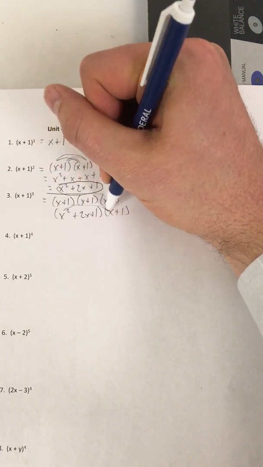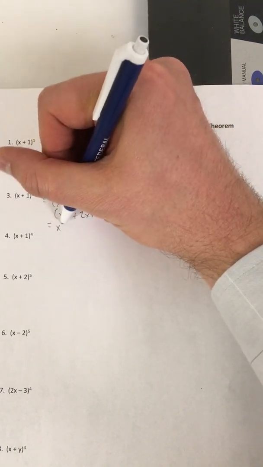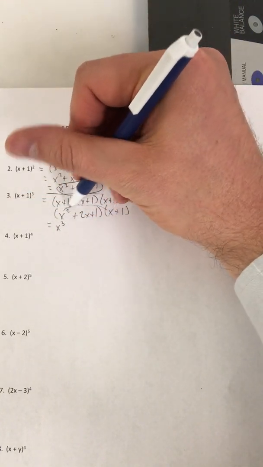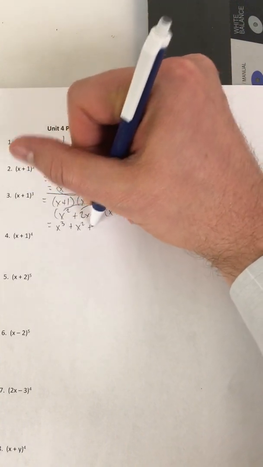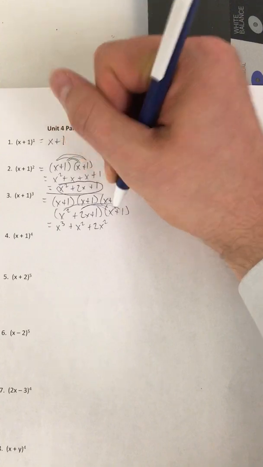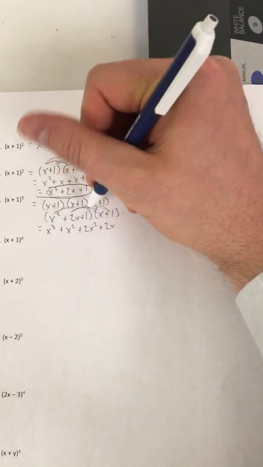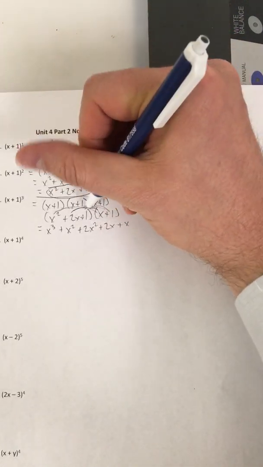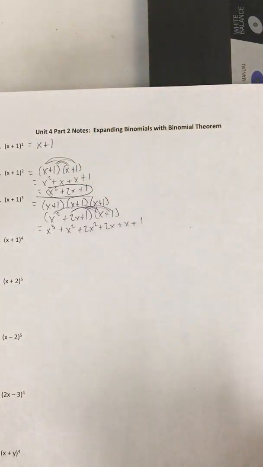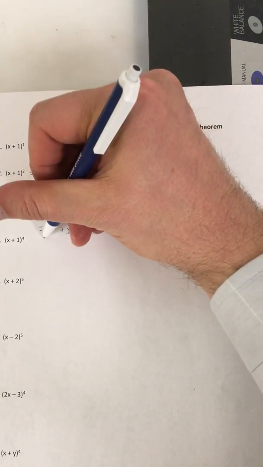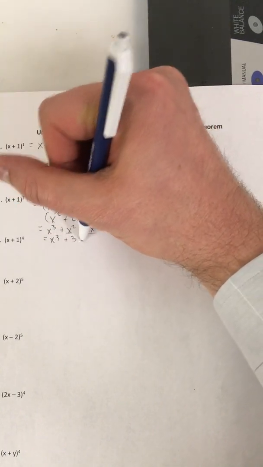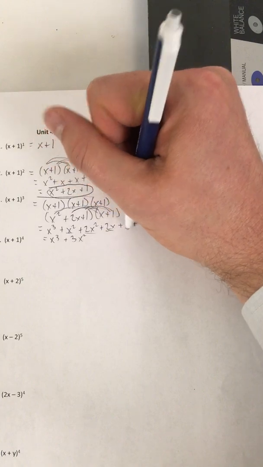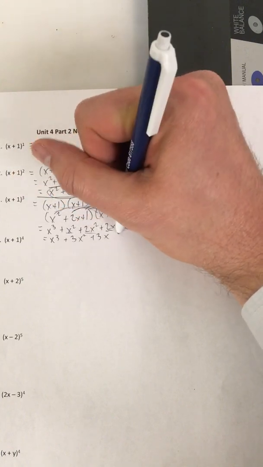So x squared times x is going to be x to the third. And then x squared times 1, that's going to be plus x squared. And then 2x times x is going to be plus 2x squared. 2x times 1 is going to be plus 2x. 1 times x is going to be plus x. 1 times 1 is plus 1. Are there any like terms? Yes, there are. So this is going to come out to equal x to the third plus 3x squared, and then combine those, plus 3x plus 1.